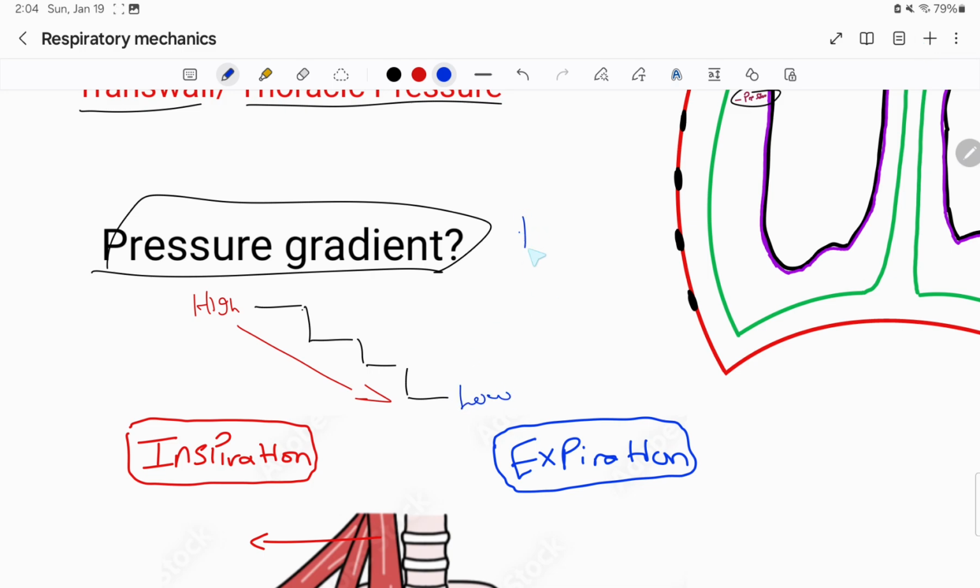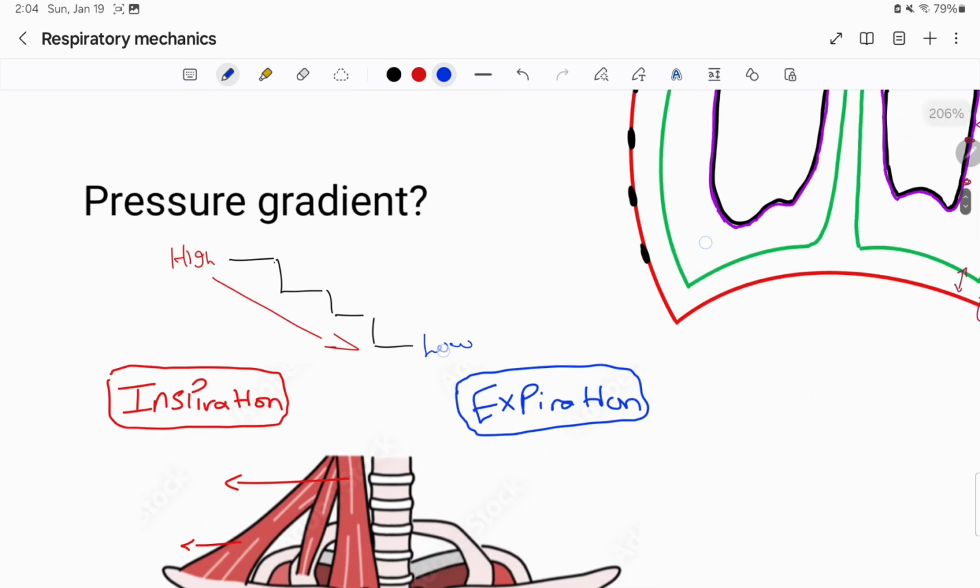For example, if we have a high amount of oxygen in the atmosphere and a low amount of oxygen in the lung, where does the air want to go? It wants to go from the atmosphere into the lung. Very basic example, but that's just for you guys to understand. Things always like to move from high to low. That's just how it is. That's the pressure gradient. We're taking our steps down. That's very important to understand.